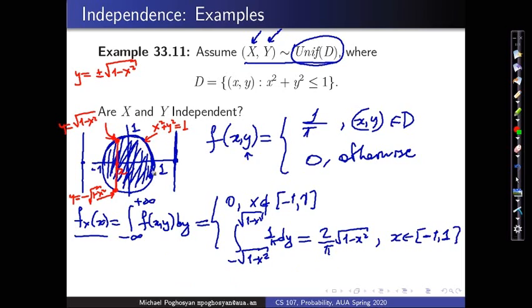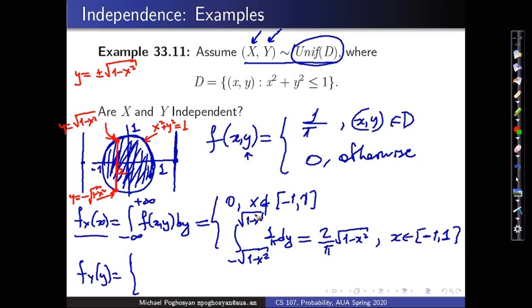Now, because of the symmetry of this region in terms of x and y, and because of the symmetry of our function f, this function is symmetric about x and y. If I change the names of x and y, nothing will happen with my function, it will be the same. So I will have that f_Y is exactly the same, given exactly by the same formula.